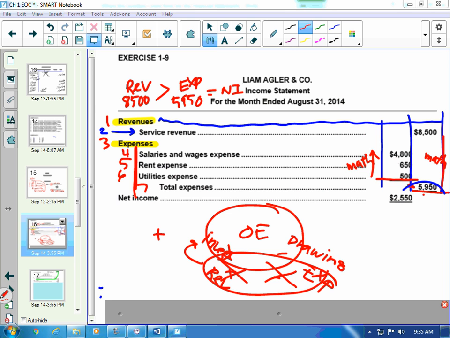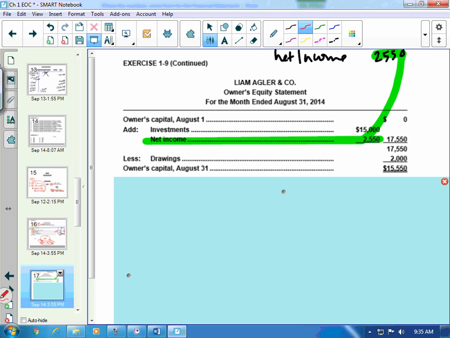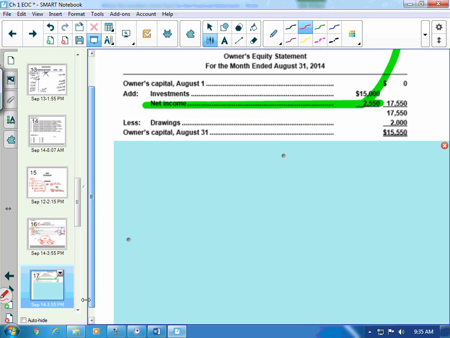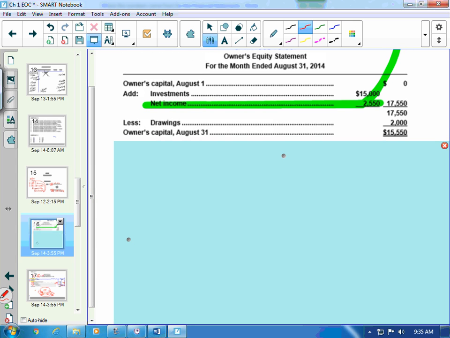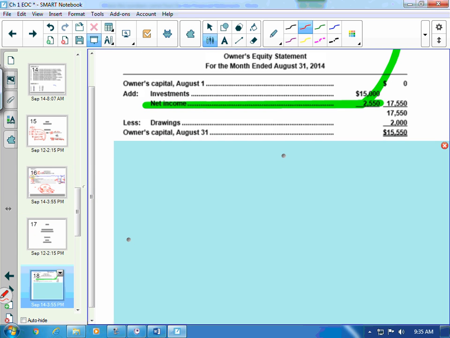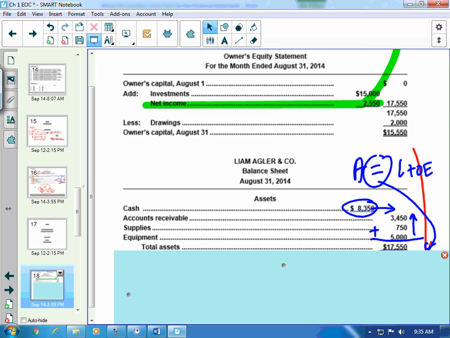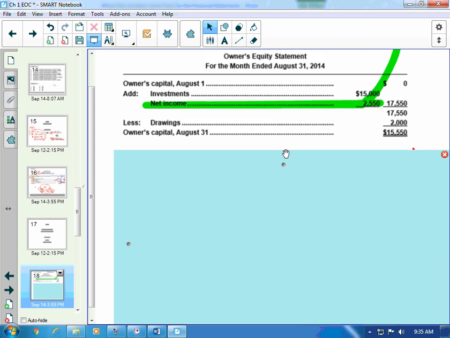We've done one. We've done two. Now it's time to do the last. Let's do the balance sheet. Oh sweet, it's on the same page for me. Good.